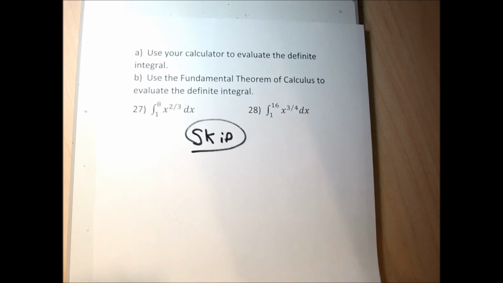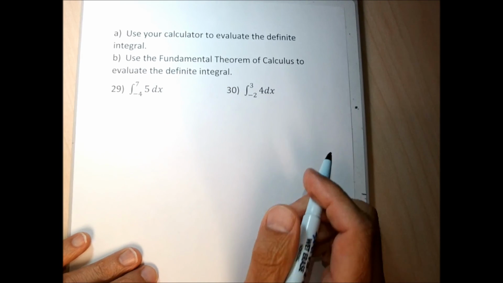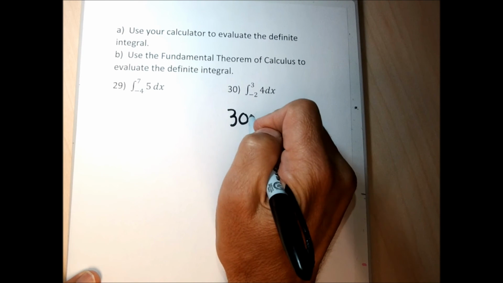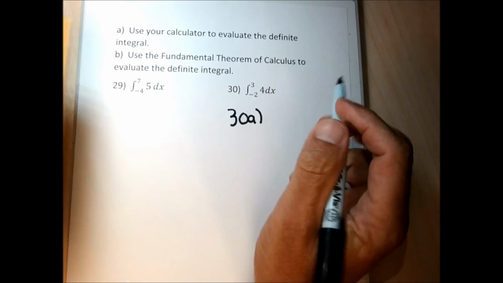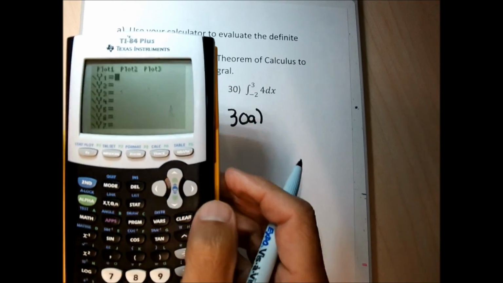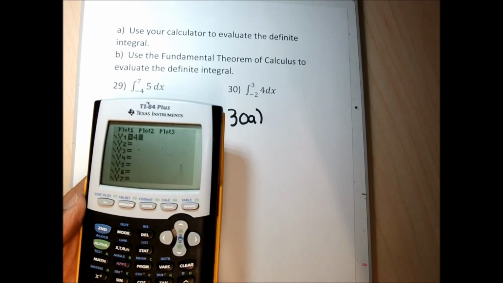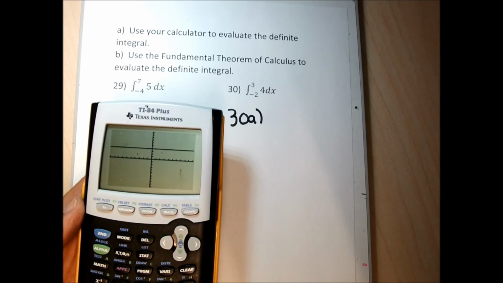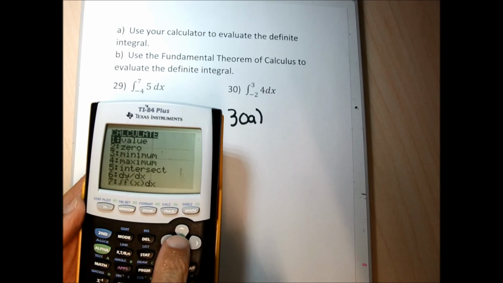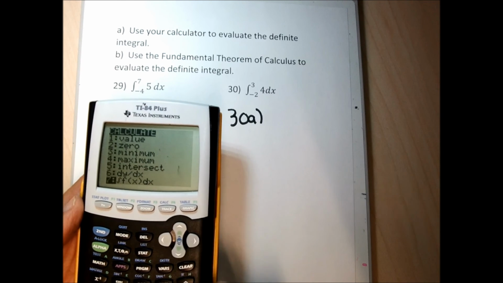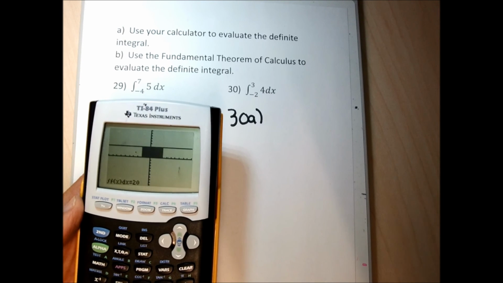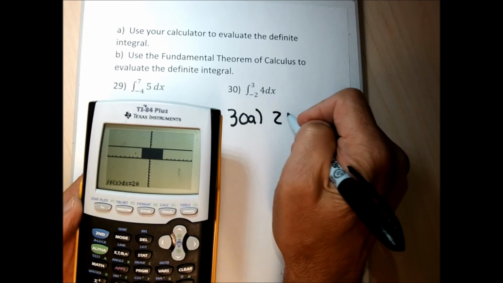I'm kind of at the end of my oomph. So for 30, part A, I'm going to do this on my calculator. This is one of these problems that's so easy it's hard. So when I do 30 part A, I'll enter on my calculator just the number 4, hit my graph button, wow, and then second calc, lower limit -2, upper limit 3, and I'll get the answer as 20.